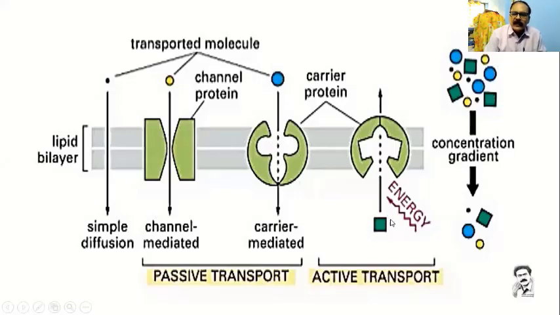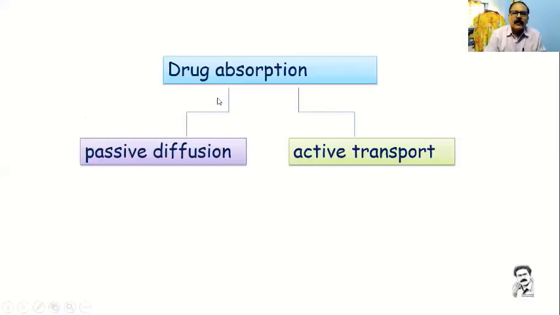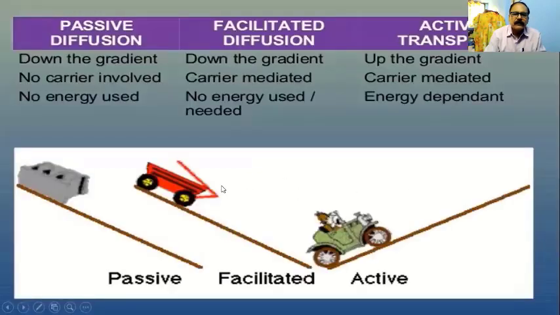If energy is involved, it is called active transport. Both are carrier supported, but the difference is that here you don't need energy, and if energy is used, then it is active transportation. The reverse is in passive transportation: from higher concentration it goes to lower concentration, whereas in active transportation it can travel from lower to higher. So for drug absorption we are going to see 2 parts now, passive diffusion and active diffusion.